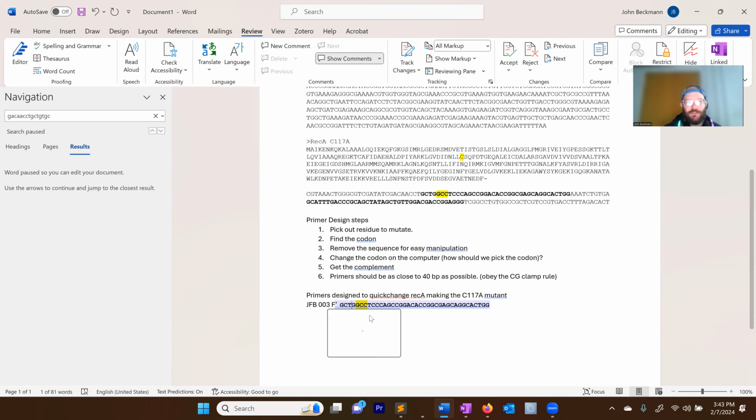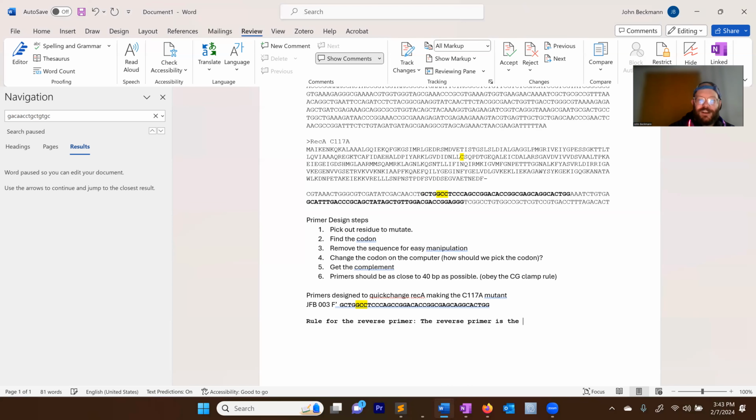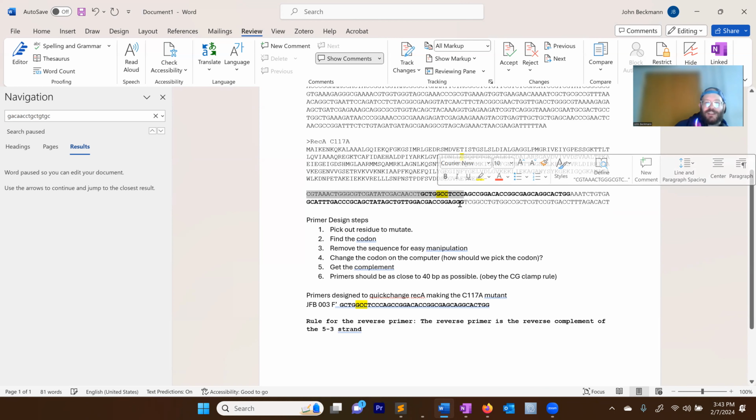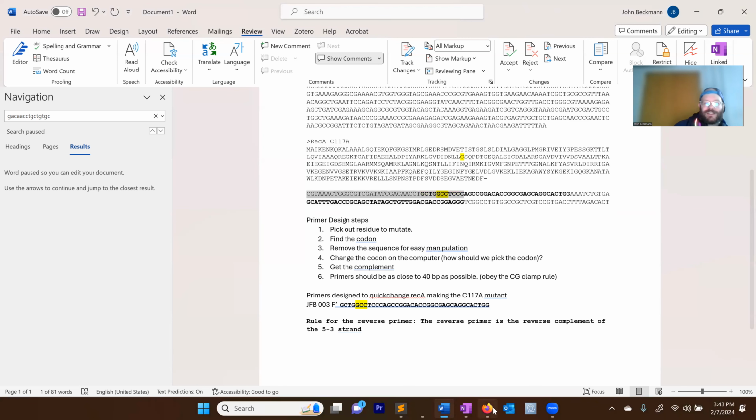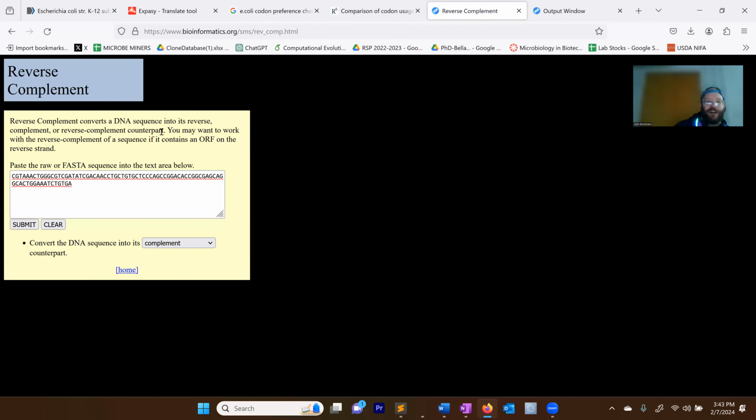and this is not my primer. Remember, what's the rule for the reverse primer? Say it to me verbally. How do you derive the reverse primer when you're going to actually order these? So the reverse primer is the reverse complement of the 5 to 3 strand. Okay, and this is the 5 to 3 strand on the top. So what I actually want is I want this, which matches this. I want to take this and take the reverse complement of that.